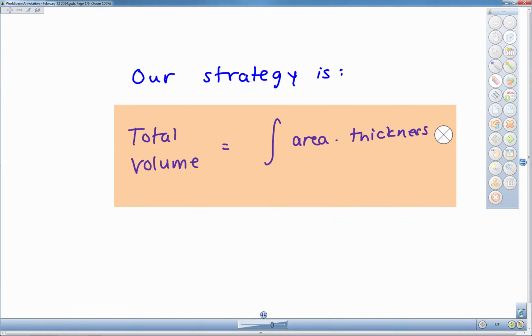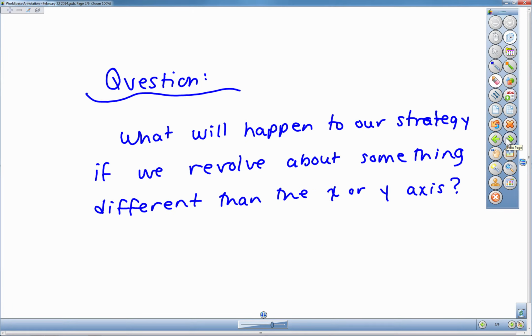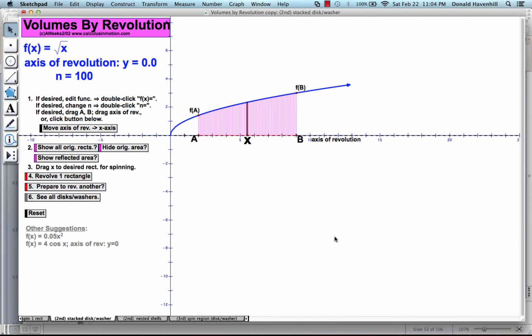So I have a question for you now. This has been our strategy so far, and it works pretty well. But I have a new question. What will happen to this strategy if we revolve about something that is different than the x or the y-axis? Will our strategy change? So let's go ahead and see what happens.